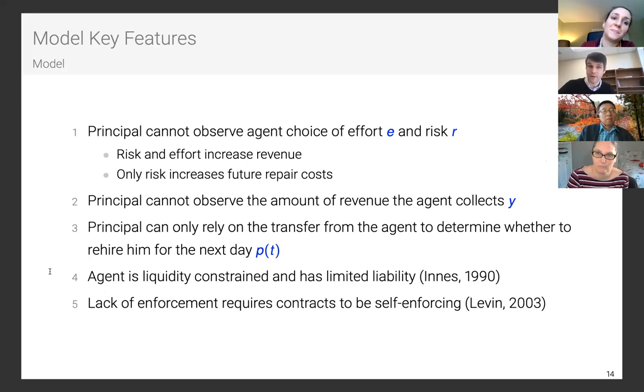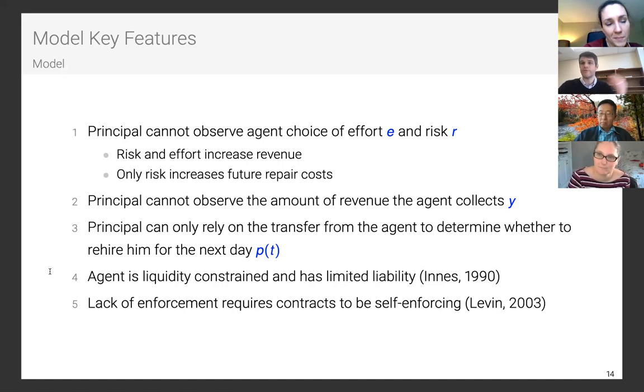We have your classic principal that cannot observe agent choice, and we have two choices here. We have effort, little e, and risk, which is a broad category of the types of actions I was describing before, little r. Both effort and risk are going to increase the amount of revenue that the bus brings in. However, only risk is going to increase future repair costs that the owner is responsible for paying themselves.